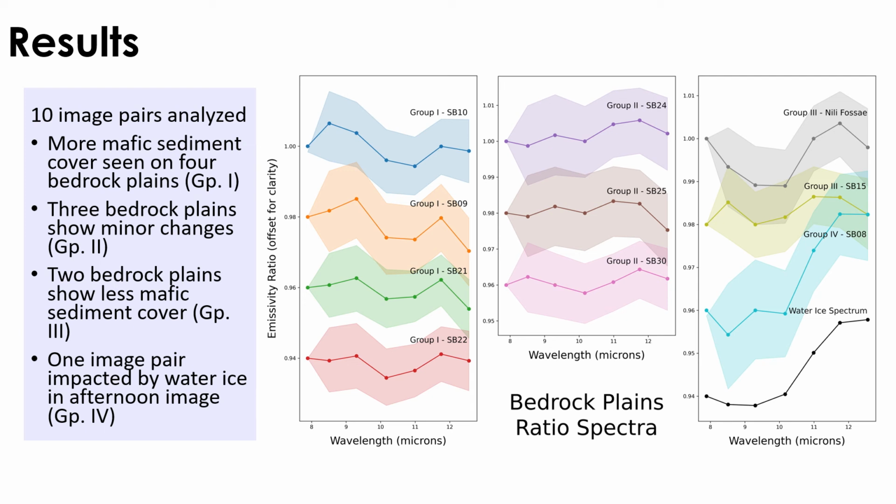Group 3 spectra show ratio emissivity features between 8 and 10 microns. This suggests that the sediment cover has experienced olivine depletion or is more silica-rich than the underlying bedrock. Finally, Group 4 spectra show ratio emissivity spectra consistent with residual atmospheric features. Only one bedrock plane fell into this group, with the afternoon image showing strong water ice contamination.